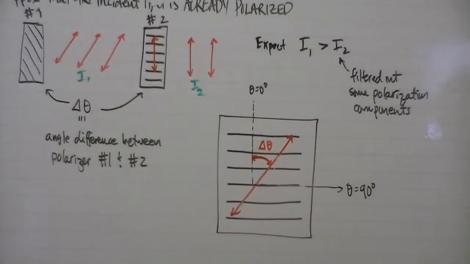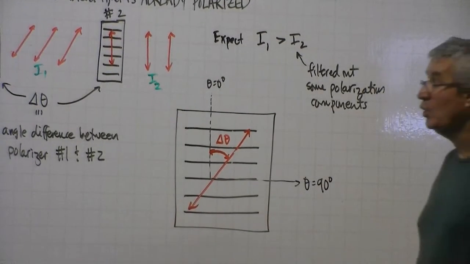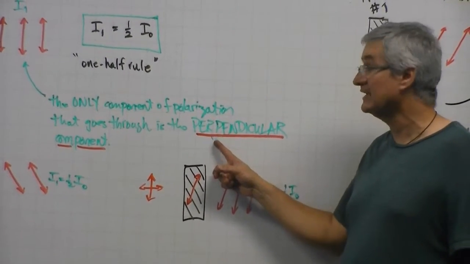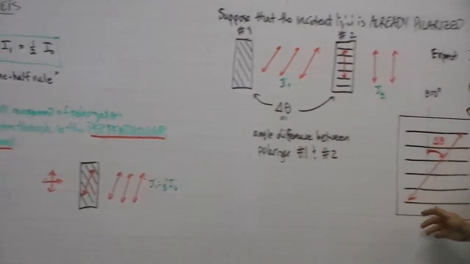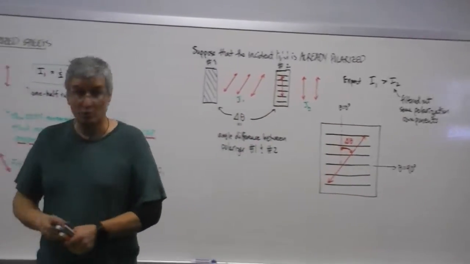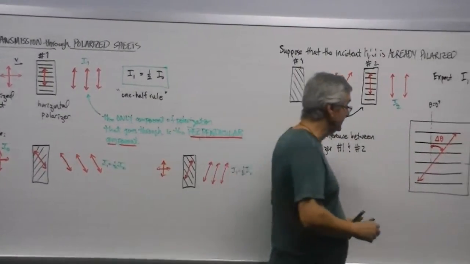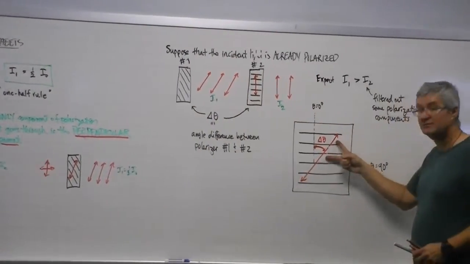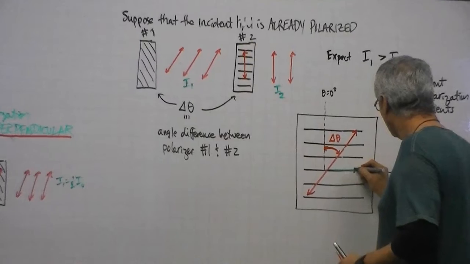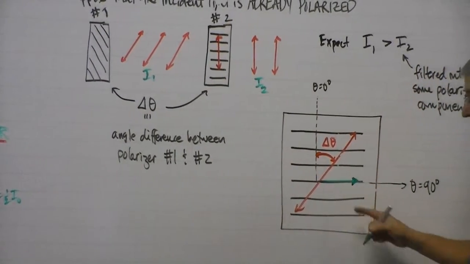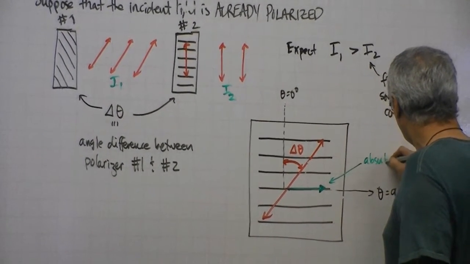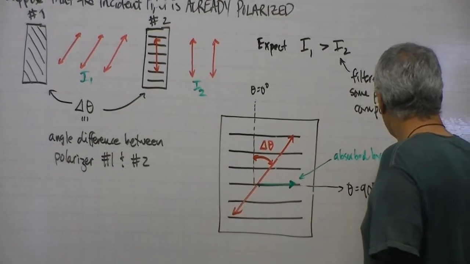Okay? So now, let's look at this. The only surviving component is the perpendicular component. Any component that's parallel to the grid is going to get what? Absorbed. So now, let's break up this guy here. I can take this field component and break it down into a component that's parallel. This component right here is going to get what? That gets absorbed by the polarizer.